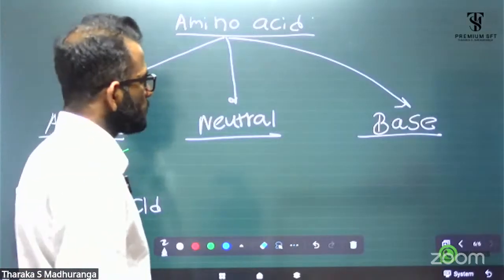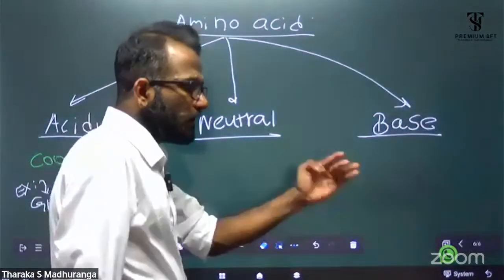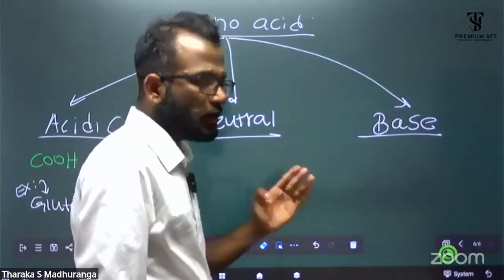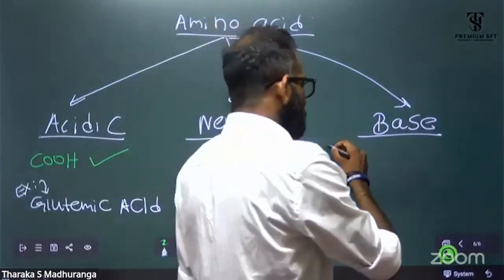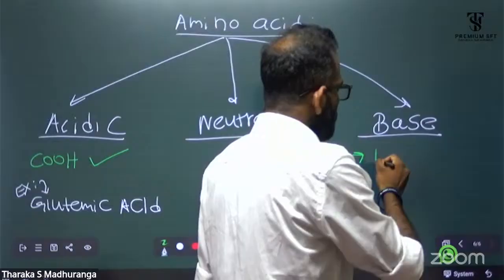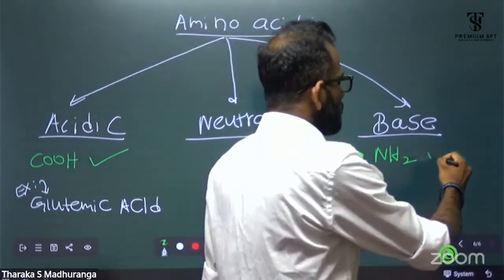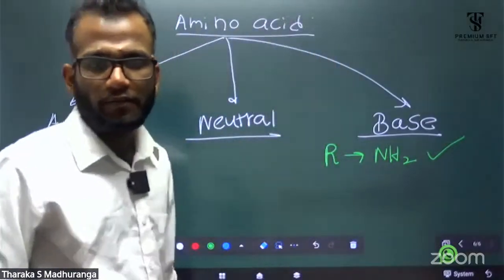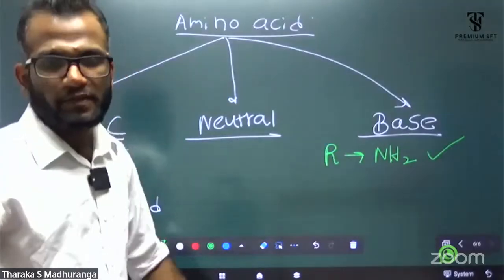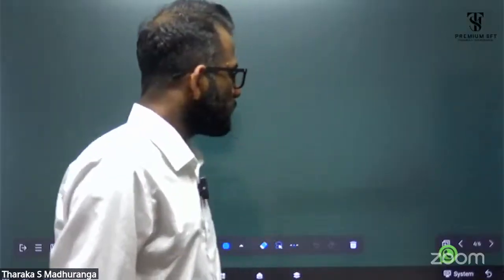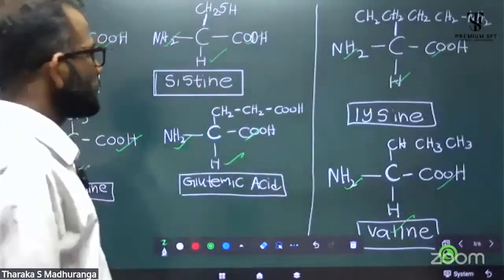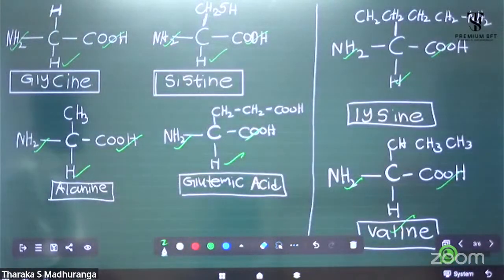Okay, base means that in the R carbon chain, if any amino acid has an NH2 group present, we call it a base. Send me an example from the previous structures. Basic amino acid.